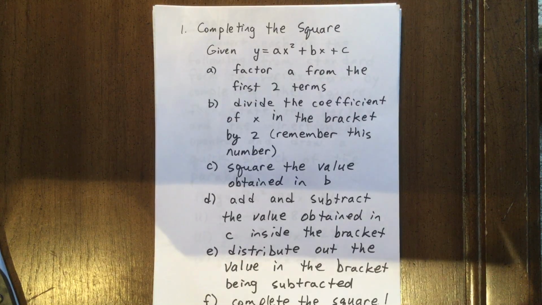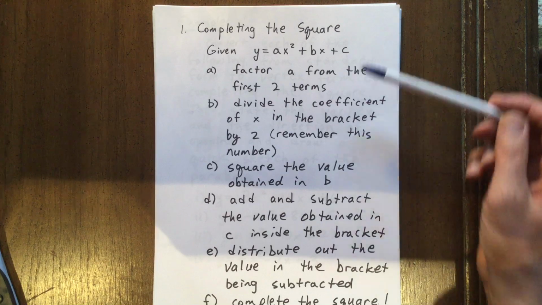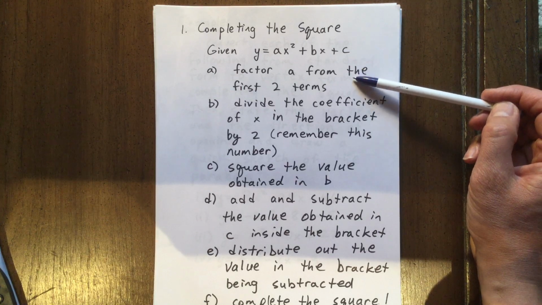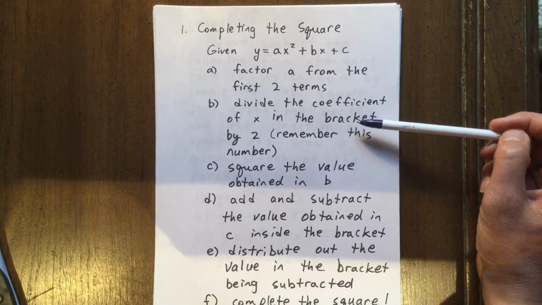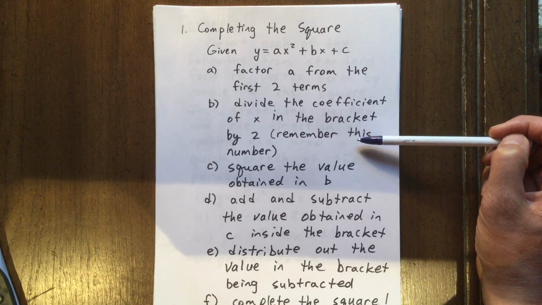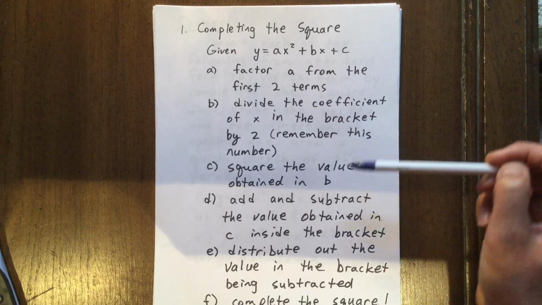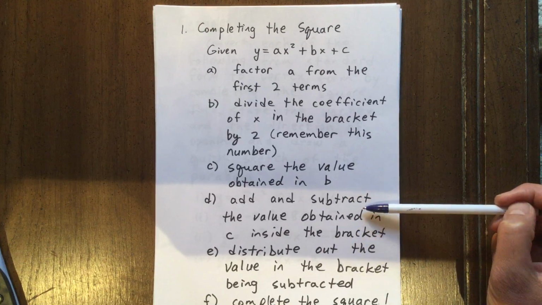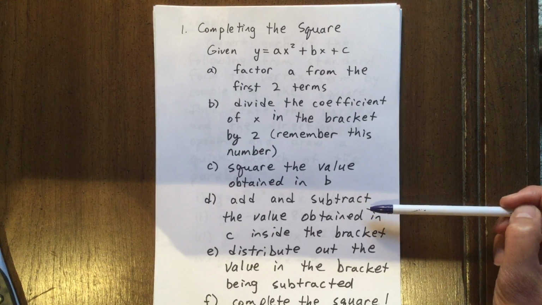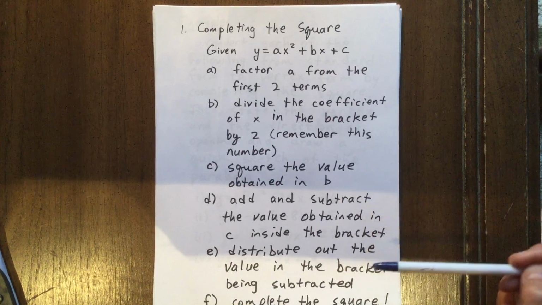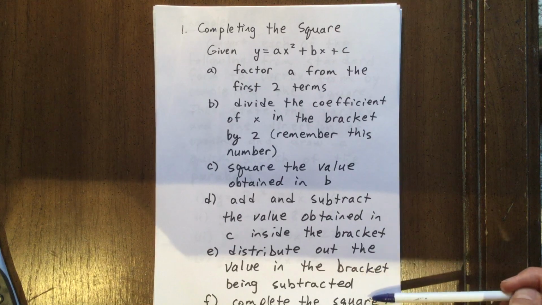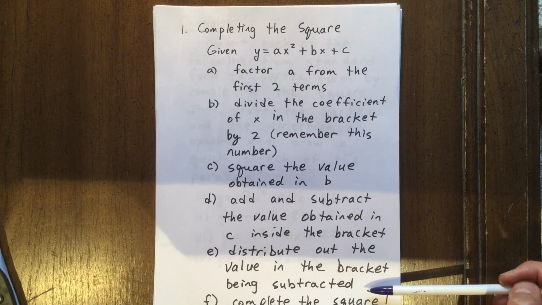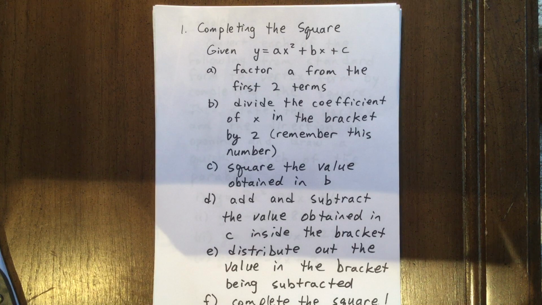Those 3 methods are called completing the square, partial factoring, and the shortcut method. The first one is completing the square. When you're given a quadratic relation in standard form, you factor a from the first 2 terms. Then we divide the coefficient of x in the resulting bracket by 2, and make a point of remembering this number. We then square that number, and add and subtract the result inside the bracket. We then distribute out the part that's being subtracted, and then we complete the square.